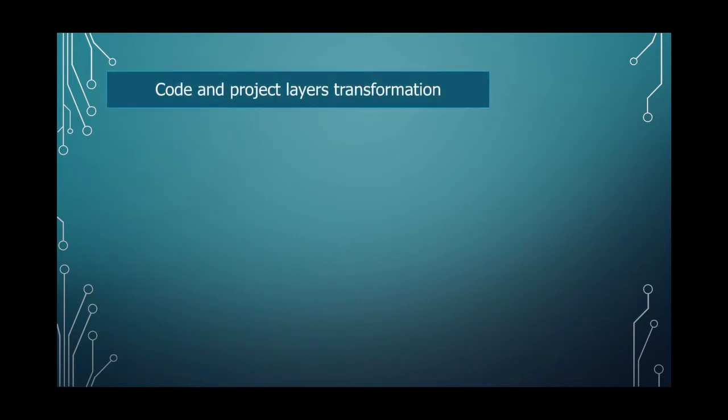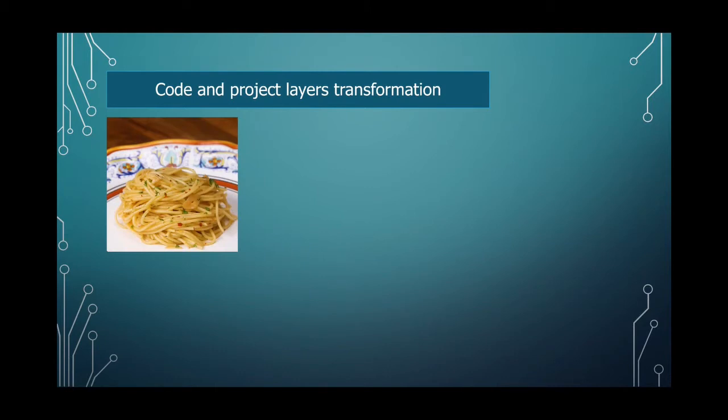So, code and project layer transformation. Just looking at this spaghetti, it looks fantastic. It's well garnished. It looks great. As an end user, I'm very happy with it. But as a developer, I don't know what's inside the spaghetti. I really don't know where the spaghetti starts and where it ends. So I need some special tools. I need a fork and knife to drill through it and find out what's inside.